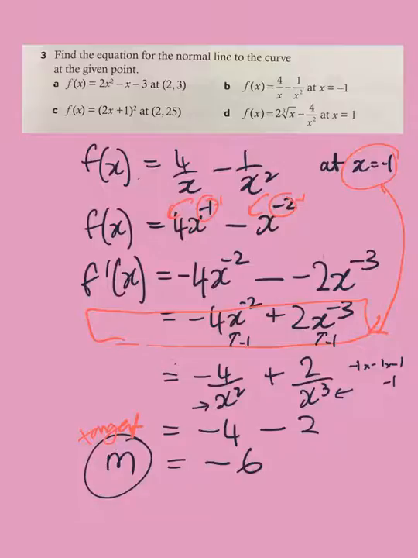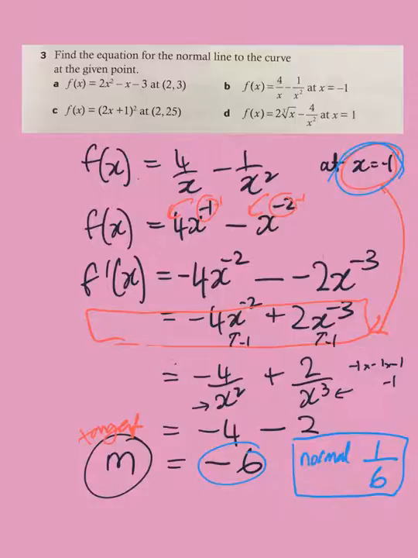So the normal must be the negative inverse. I've got negative 6, so it's going to be positive 6, but 1 over 6. That's the gradient of the normal. Now, looky here, I've only got the x value. How am I going to get the y value? Well, I have to go back to my original equation and ask myself, what is y when x is negative 1? Well, if I put negative 1 in here, that's negative 4.